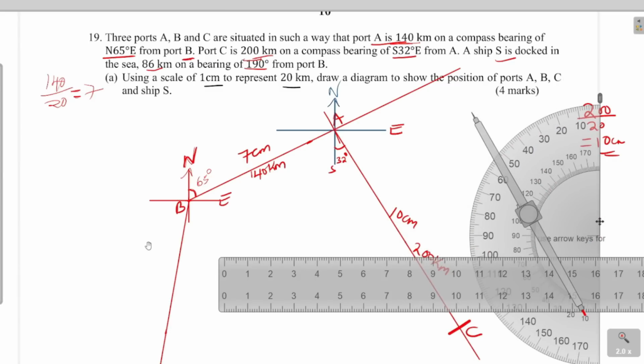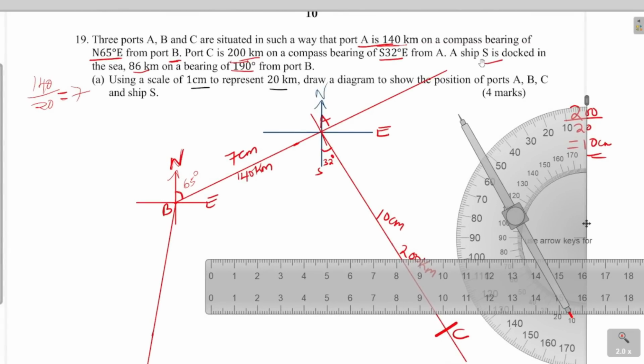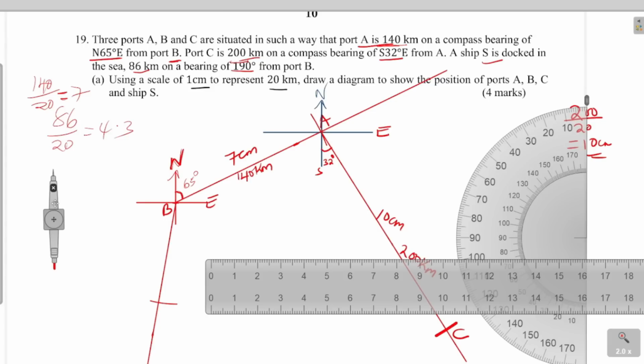After that, the next thing you're going to do: S is docked in the sea 86 kilometers on a bearing of 190. So 86 kilometers, we divide by 20. This will give 4.3 centimeters. So we measure 4.3 centimeters. That is the point where we have the ship. You can see 190 degrees, we measure it in a clockwise direction from the north.